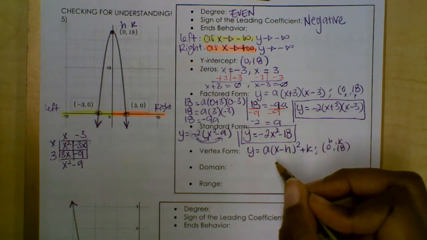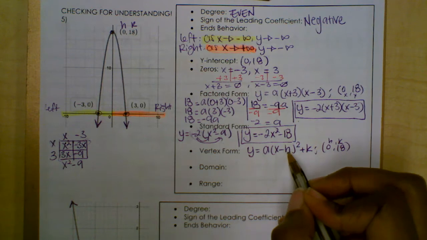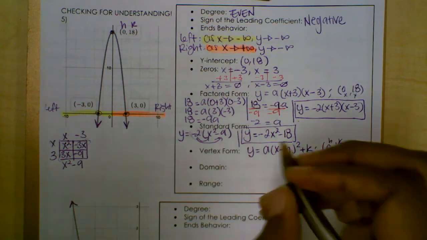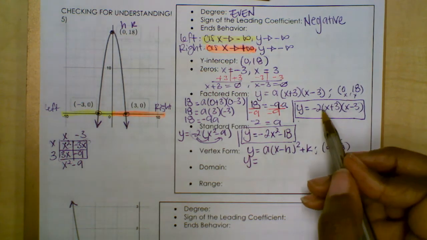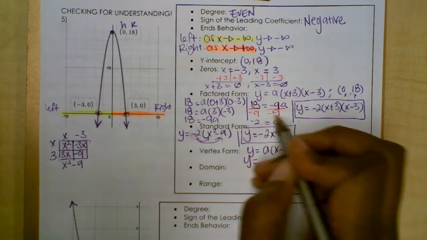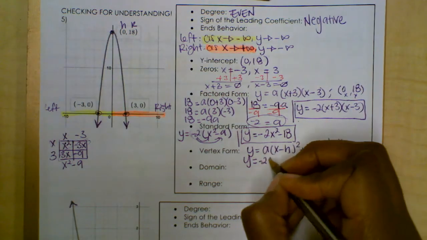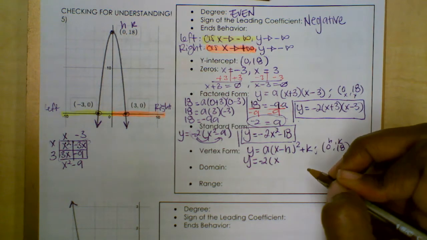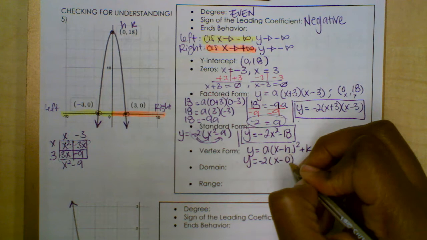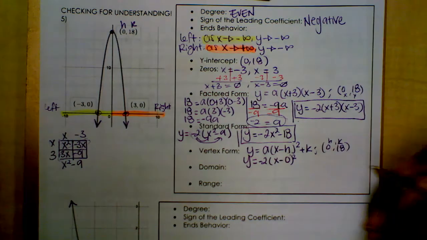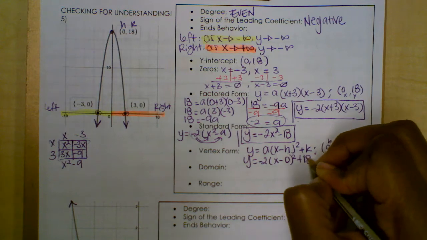So what am I going to do next? I'm going to replace h with 0 and k with 18. So the vertex form is going to be y equals, and don't forget that we already found a to be negative 2. So you replace a with negative 2 and you end up with x minus h, which is 0, squared, plus k, and k is positive 18.